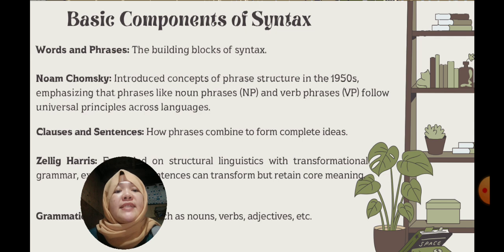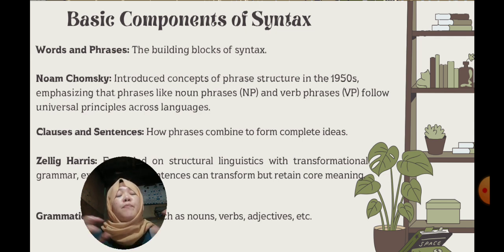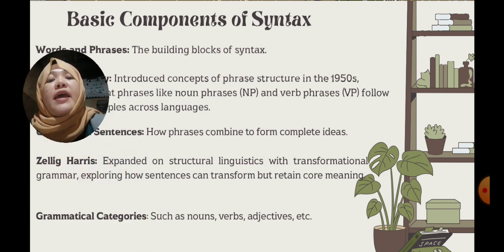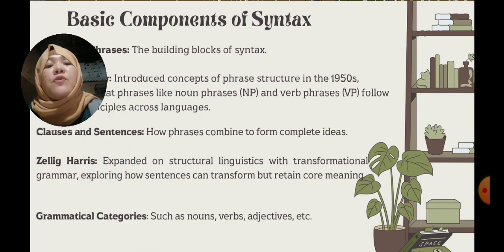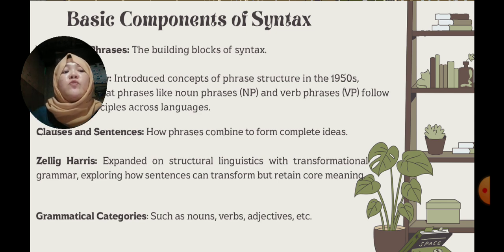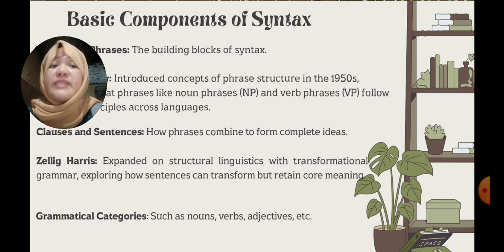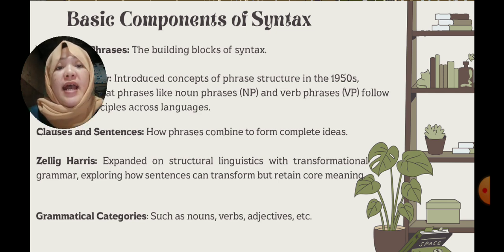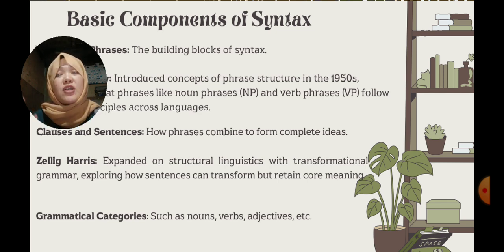Next is the clauses and sentences. This is how phrases combine to form complete ideas. Okay, and Zellig Harris is the one who expanded on structural linguistics with transformational grammar, exploring how sentences can transform but retain the core meaning of a sentence. And next, we have grammatical categories such as nouns, verbs, adjectives, adverbs, and etc. Okay, so we are all familiar with that. Actually, it's not about familiar, we master that, right, teachers?